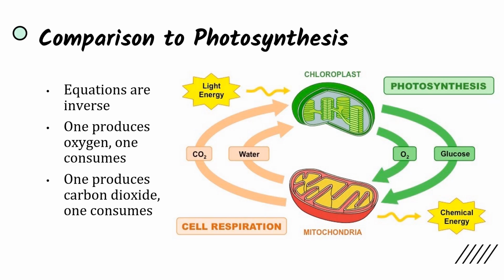Energy is neither created nor destroyed, just light energy entered the chloroplast and went through cellular respiration to become chemical energy that the cell could use. One produces oxygen, one consumes it, one produces carbon dioxide, and one consumes it.